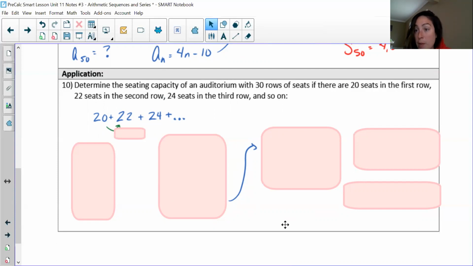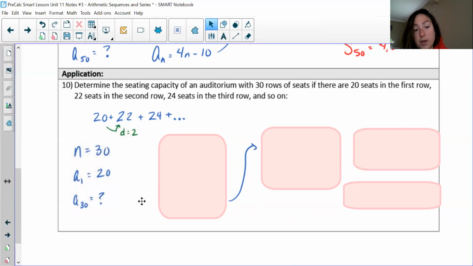So this is an arithmetic sequence with a total of 30 elements. So it appears that our common difference is 2. We're adding 2 each row. So n is 30. The value of the first term is 20. I need to figure out how many seats are in that 30th row.